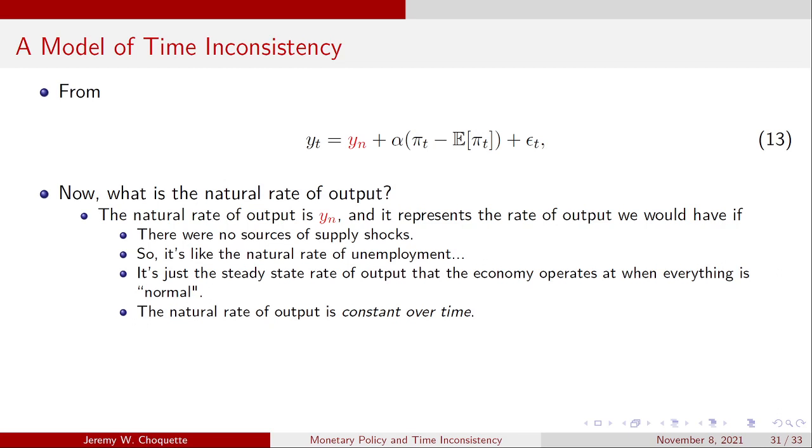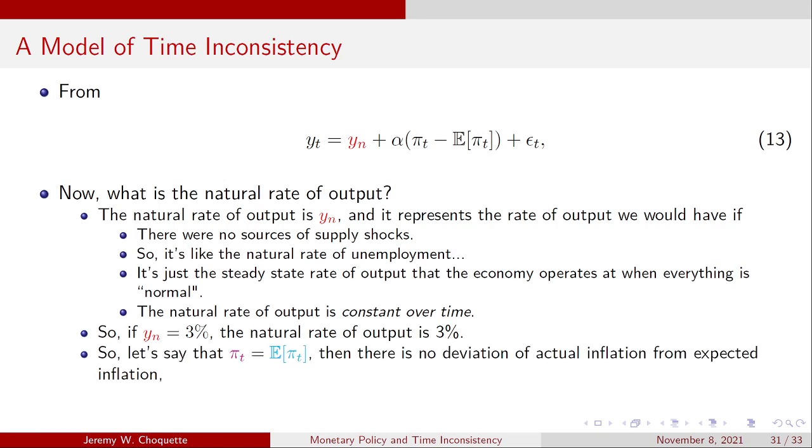Now, this rate is assumed to be constant over time. That doesn't mean it's not growing. It just means that it's growing at a constant rate. So if it's growing at, say, 3% every year, then output next year is going to be 3% larger than what it was this year. Year after that, 3% larger than what it was next year, so on and so forth. So if y sub n is equal to 3%, the natural rate of output is 3%.